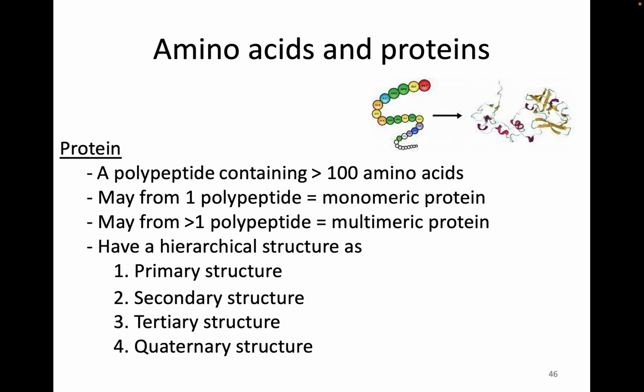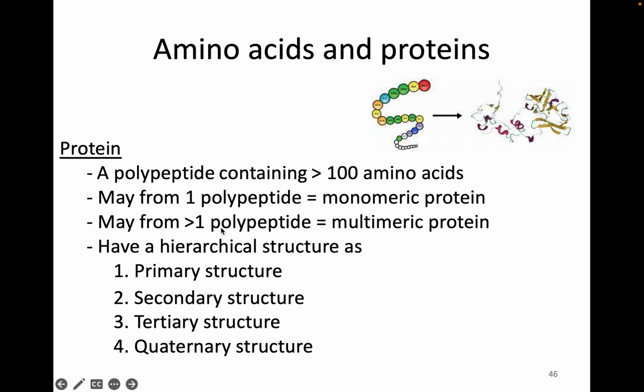Let's move on to protein. Protein is a polymer of amino acids, of which the units are greater than 100. Something between 50 to 100 amino acids is known as a polypeptide, and something less than 50 amino acids is known as an oligopeptide. Protein can be derived from only one polypeptide chain, called monomeric protein, and more than one polypeptide chain, called multimeric protein.